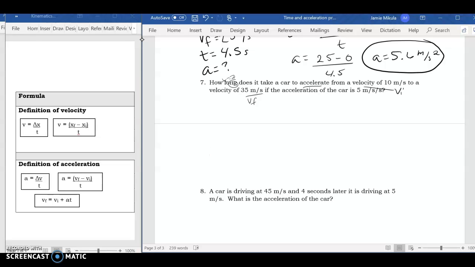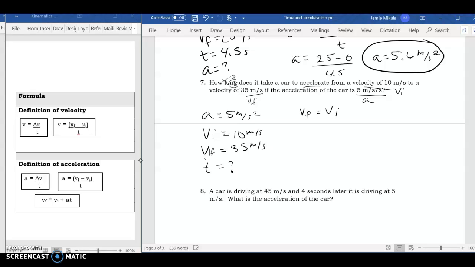The acceleration of the car is 5 meters per second squared, so that's A. All right, so we have A equals 5 meters per second squared. VI equals 10 meters per second. VF equals 35 meters per second. And we want to know how long it's going to take. Looking at those 4 variables again, I can choose any one of these acceleration formulas down here. I think I'm going to use this last one just because there's no fraction in there.